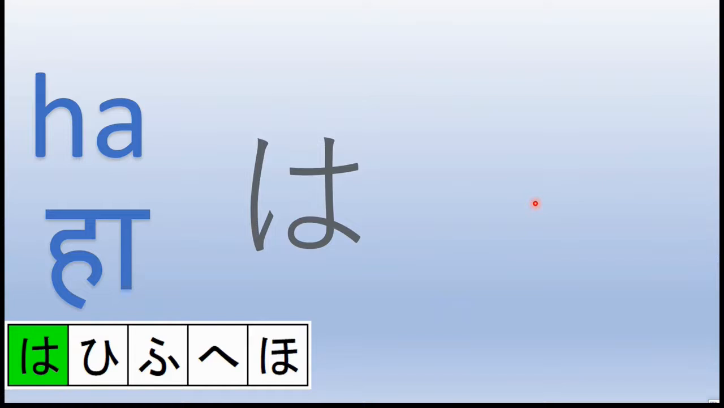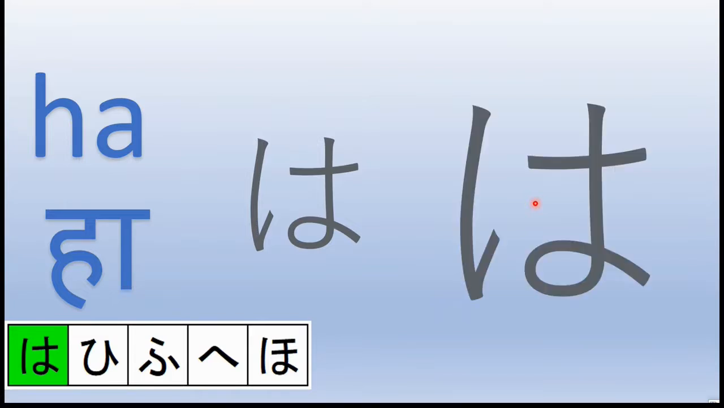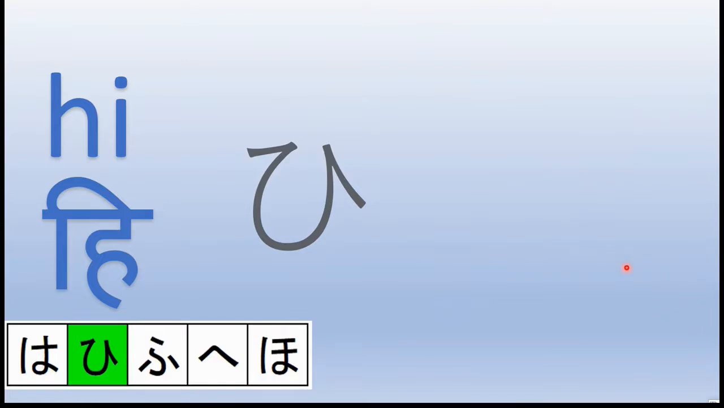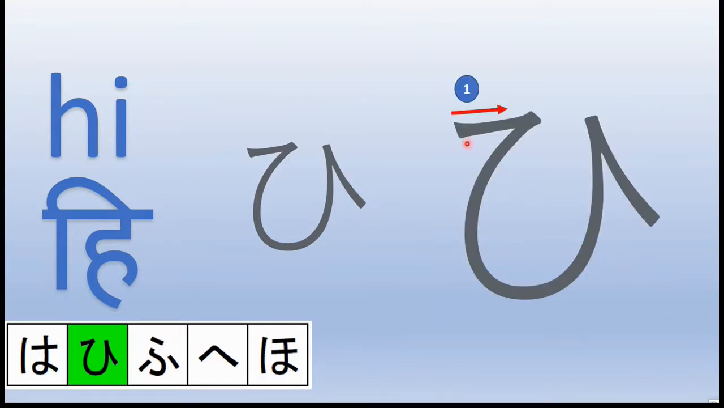The next sound is ha, and we shall see how it is written and the stroke orders to write this alphabet or sound. As you can see, the first is this vertical stroke. The second stroke will be the horizontal one in the next part, and then this stroke. So this is ha. Next is he. In he, there is just a single stroke. Using a single stroke, we have to write this character.